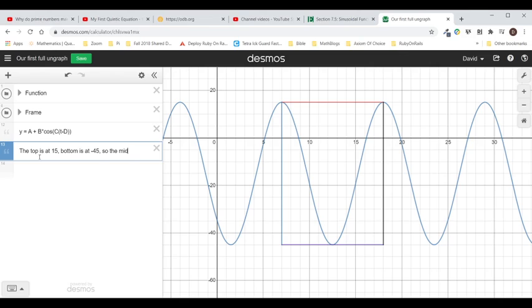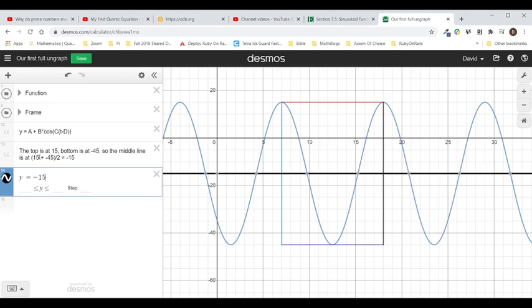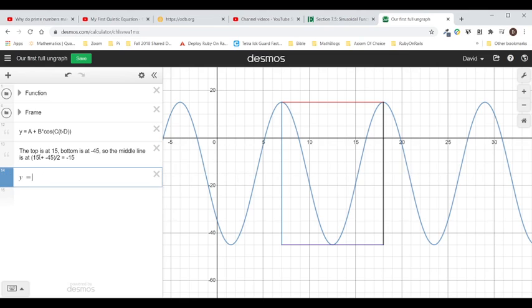So the middle line is the average of those two, is at 15 plus minus 45 divided by 2. Let's see here. That's going to be minus 30. I'm thinking it's minus 15. Now what I'm going to do, I'm not going to leave this here, but I am going to just write down y equals minus 15 and see if that looks like the middle. It does, so I think we're good there with the middle line.